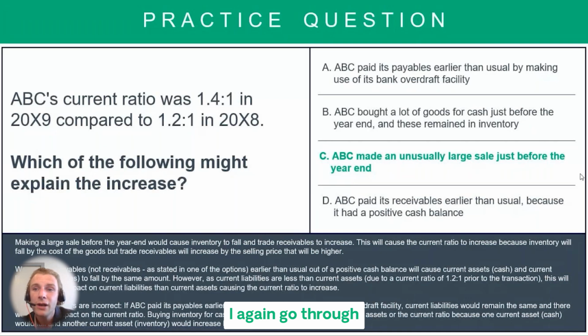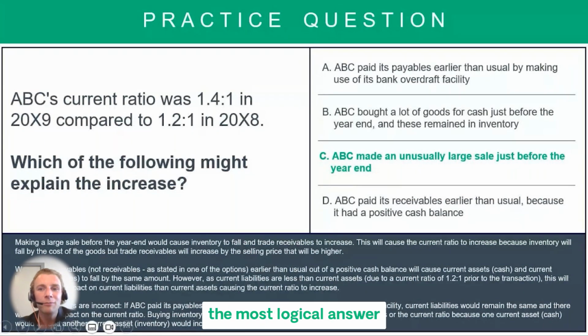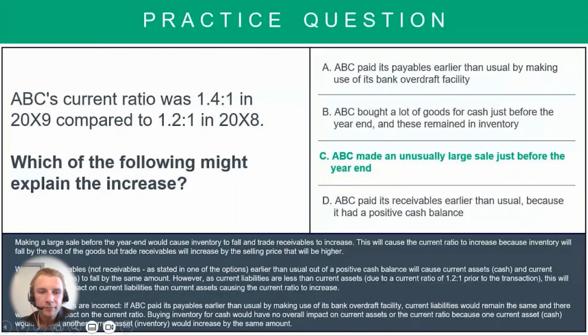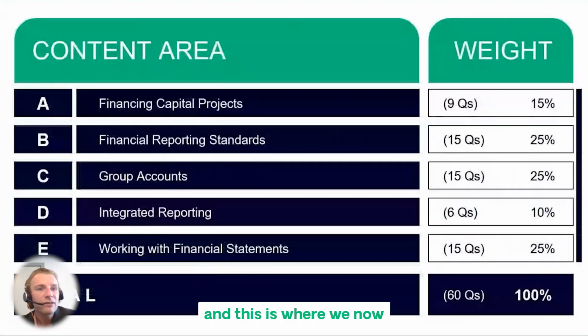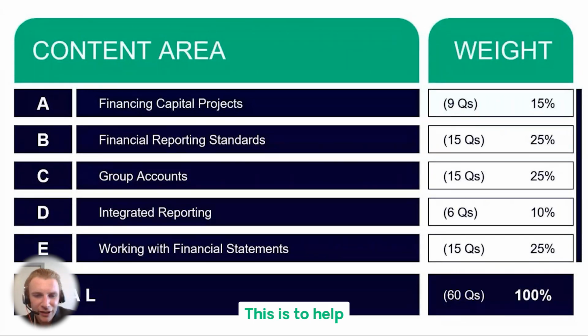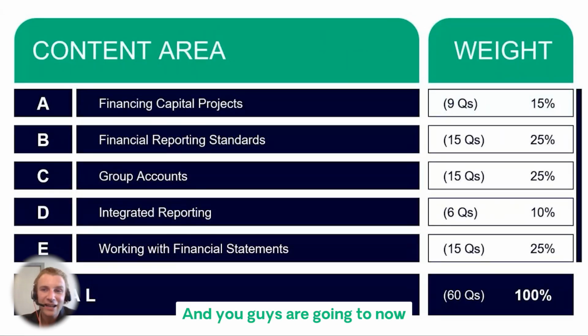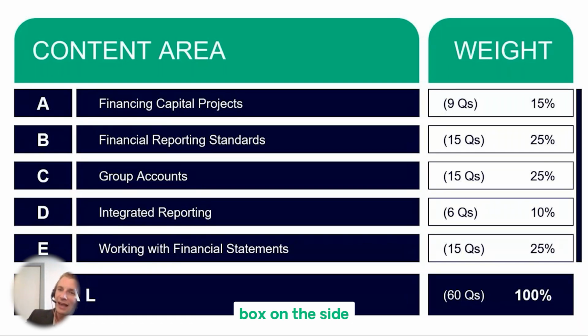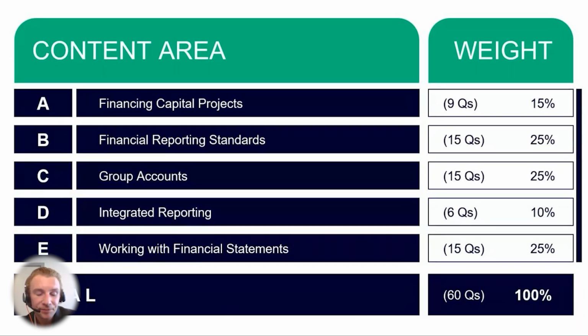But again, go through all the different options that you can see and then pick out the most logical answer. And this is where we now come on to the 5 different content areas. This is to help someone who's watching this or tuning in live, and you guys are going to now go back to that question box on the side and just put in there which of the different content areas, all we need is a little letter, A, B, C, D, and E.